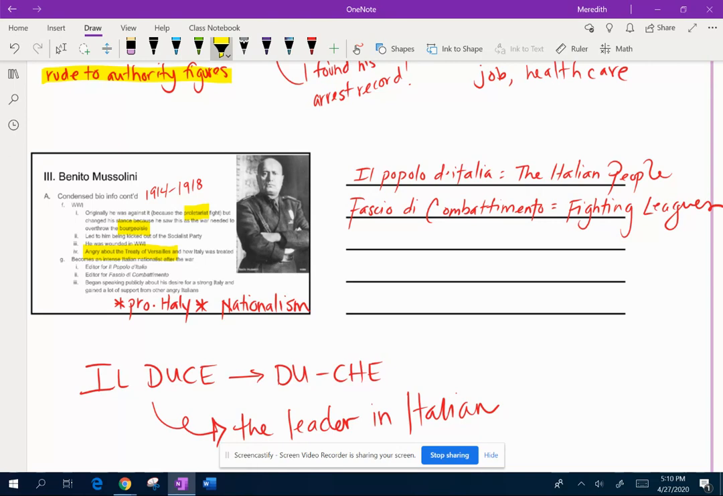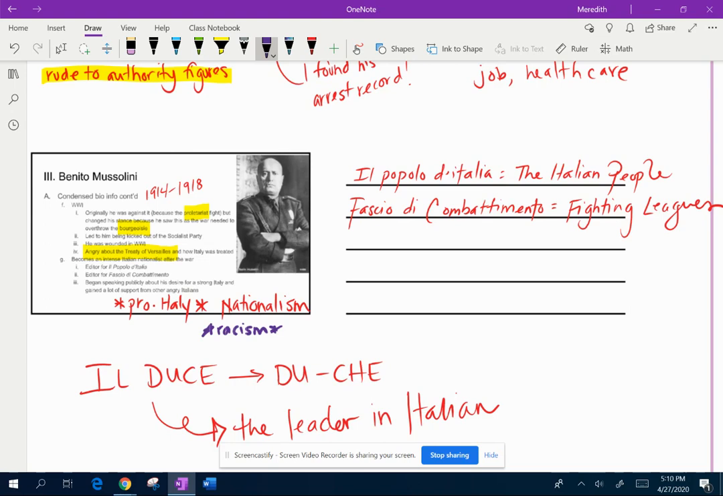And I want to remind you guys that when you see the word nationalism, pro-nationalists, it is coded for racism. Because you are putting your country, your ethnicity, or your nationality first above all others.